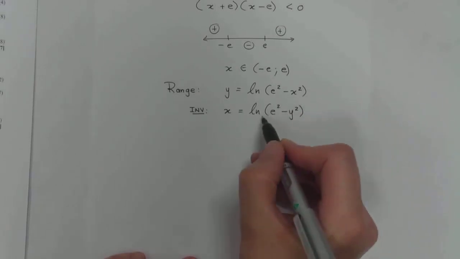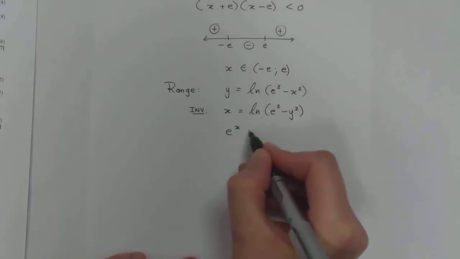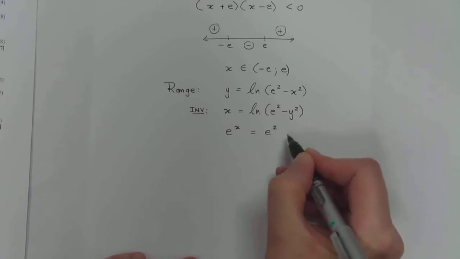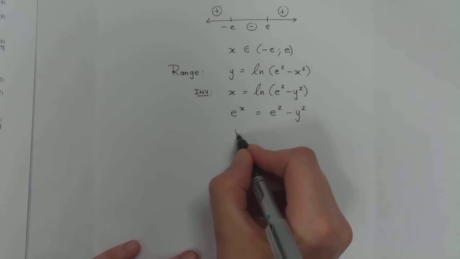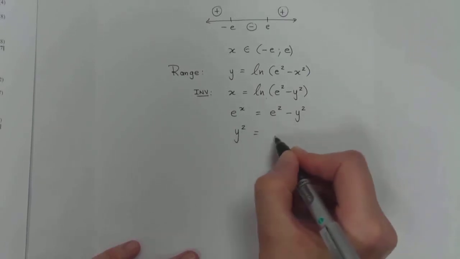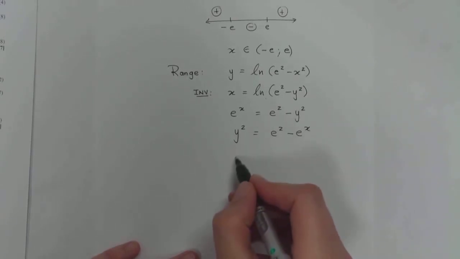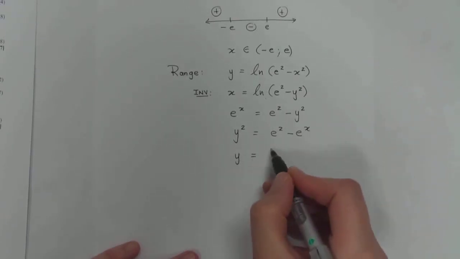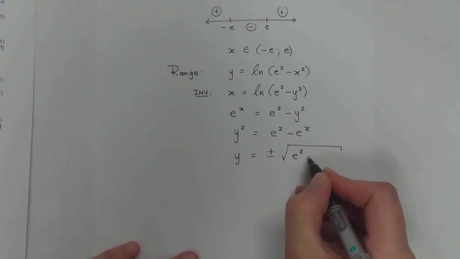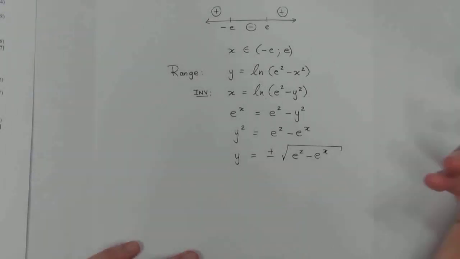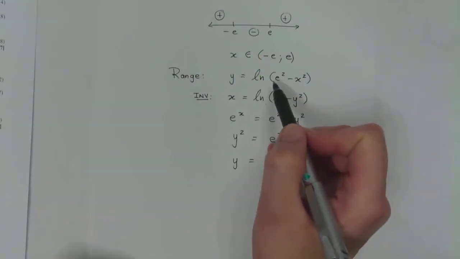Remember, there's a little e there. So e to the power of x is then equal to e squared minus y squared. There we go. Now y squared is equal to e squared minus e to the power of x. And lastly, y is equal to plus or minus the square root of e squared minus e to the power of x. Now why did I do all of this? I'm looking for the range of this function.